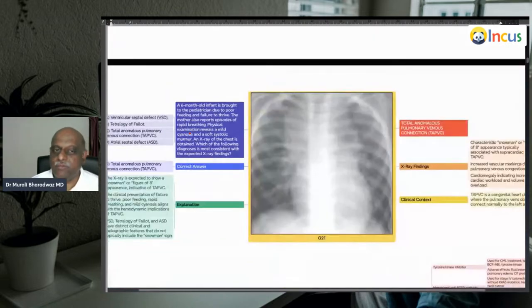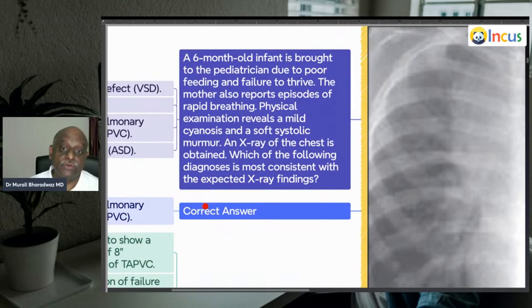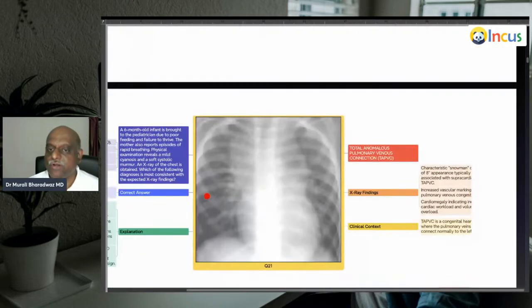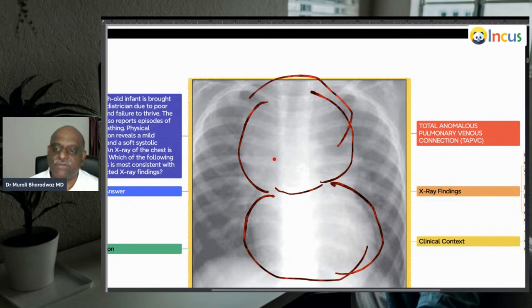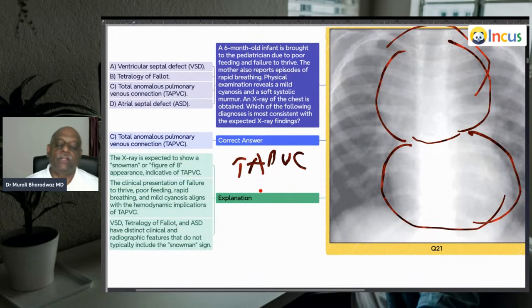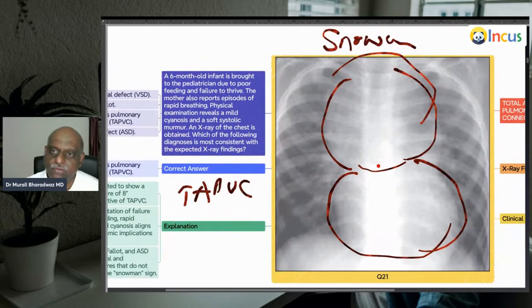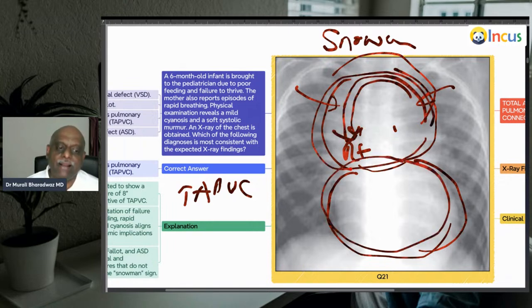A 6-month-old infant is being brought with failure to thrive, mild cyanosis and soft systolic murmur. X-ray chest has been done. So what you are able to see here, doctor, we are able to see figure of 8 appearance, otherwise called snowman appearance, which is seen in total anomalous pulmonary venous circulation. Normally pulmonary vein drains into left atrium, right? So the pulmonary vein, instead of draining into left atrium, what does it do? Typically, the left and right pulmonary veins combine and drain into the right atrium. That's called anomalous pulmonary venous circulation. Because of this circuitous pathway, it typically leads to a figure of 8 appearance, is what you need to remember.